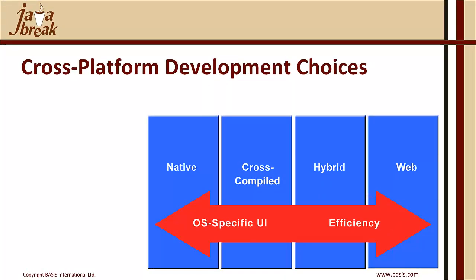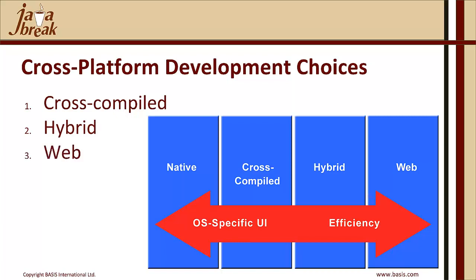Developers can choose among three basic ways to avoid writing multiple native apps. They can be cross-compiled apps, hybrid apps, or web apps. Let's review these three methods, and additionally, we will see how Basis's BUI technology fits into the picture.